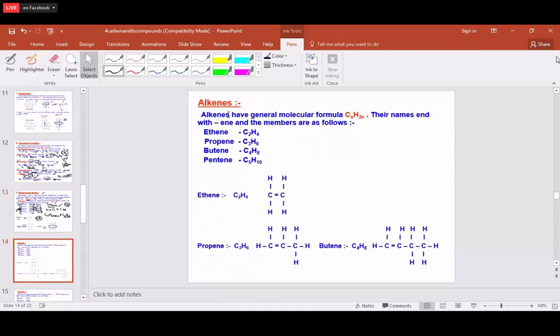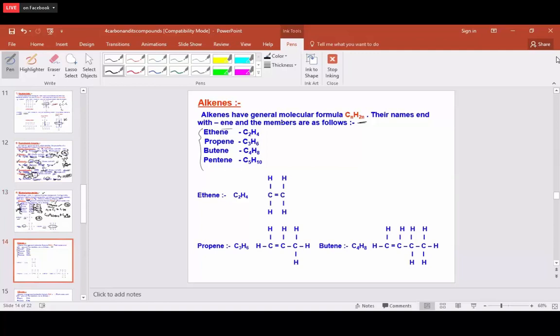The next member is the alkenes. Alkenes have the general formula CnH2n. Their names always end with "-ene". This is also a member of the homologous series, and it has the same characteristics. All the members of the family have the same general formula, the same chemical properties, and the successive members differ by the CH2 group.